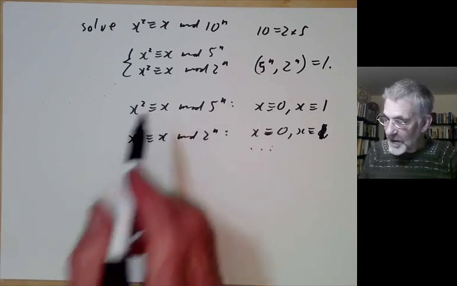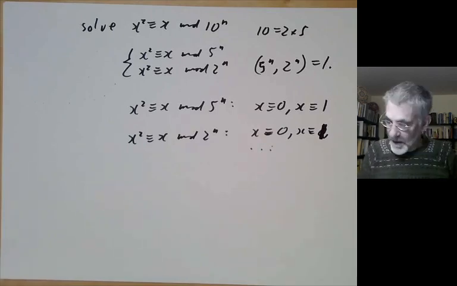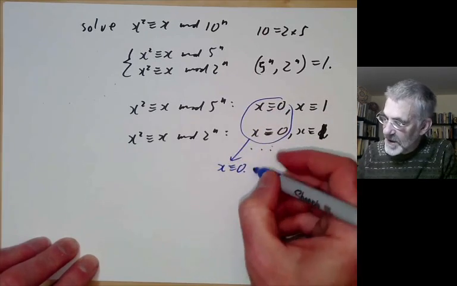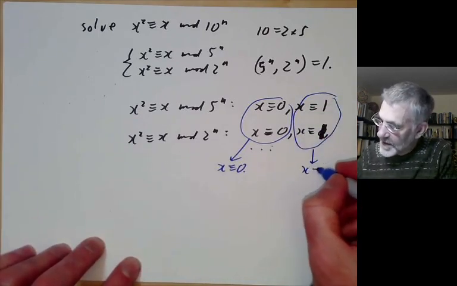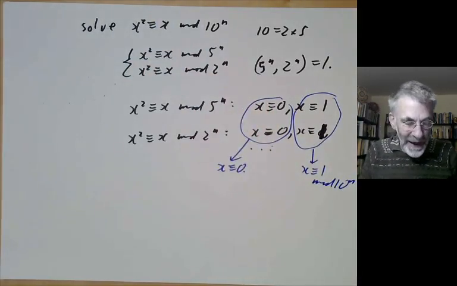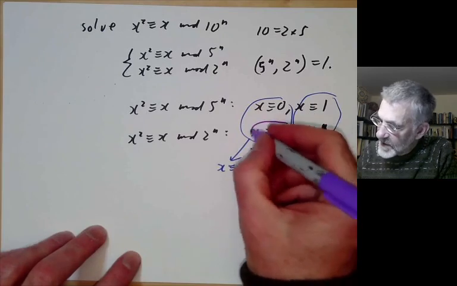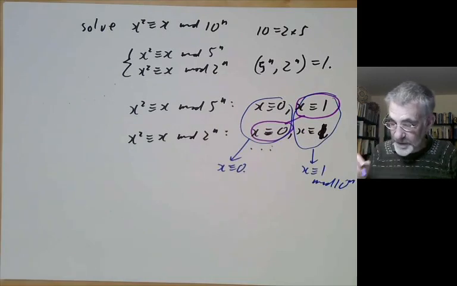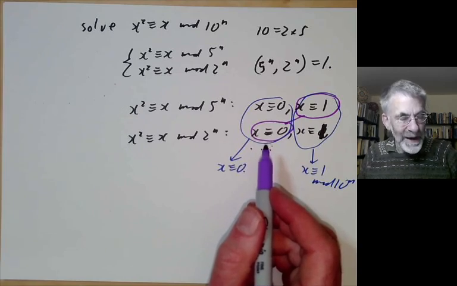And now we can find solutions by pairing these off. For instance, if we take these two solutions, we get the solution x is congruent to 0 modulo 10 to the n, which is not terribly exciting. And if we take these two solutions, we can get x is congruent to 1 modulo 10 to the n, which solves this but isn't very exciting. But now we can do something a little bit cleverer. What we can do is we can take the cross solutions. So if we take x equals 0 modulo 2 to the n and x is congruent to 1 modulo 5 to the n, then we get some other solutions.